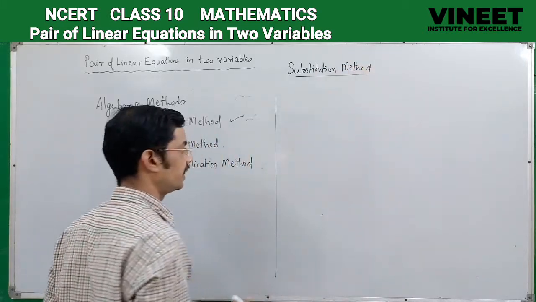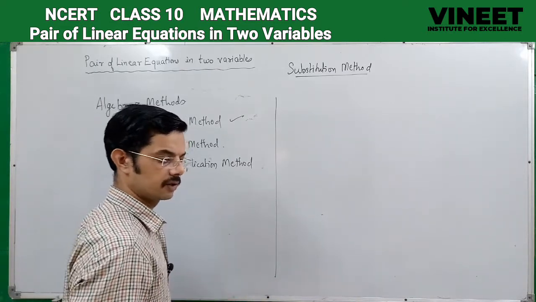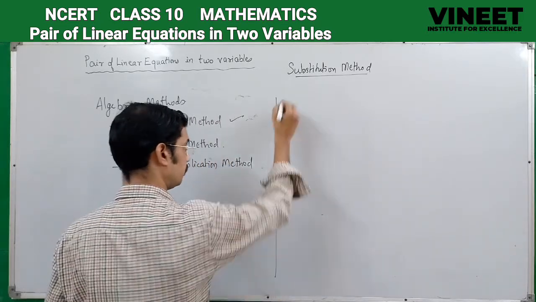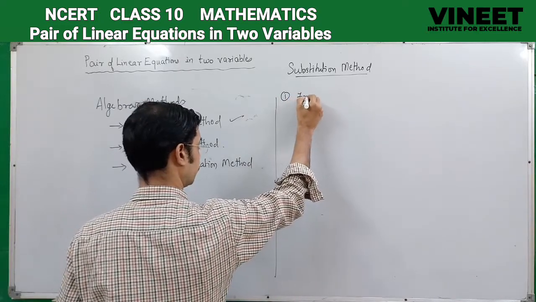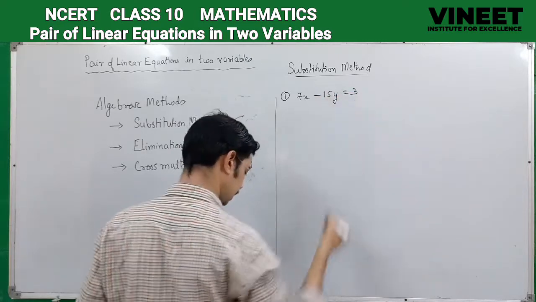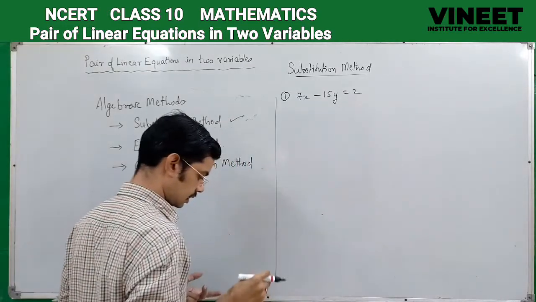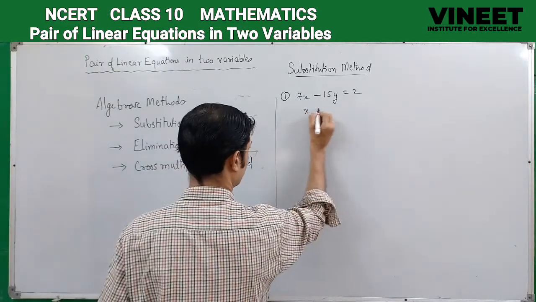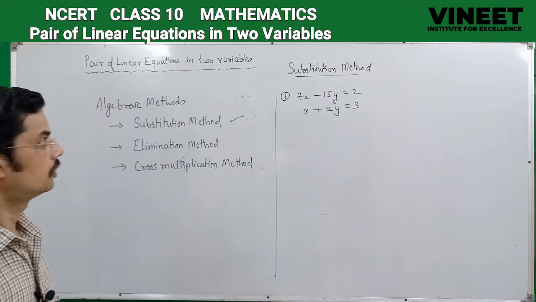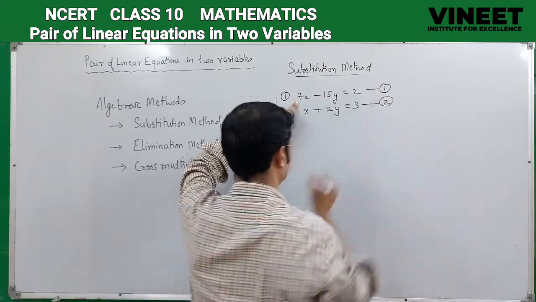Let us take an example, a pair of linear equations, and try to understand how to solve this pair using the method of substitution. Say let us take 7x minus 15y equal to 2. This is one equation. And x plus 2y equal to 3. So this is equation number 1, and this is equation number 2.